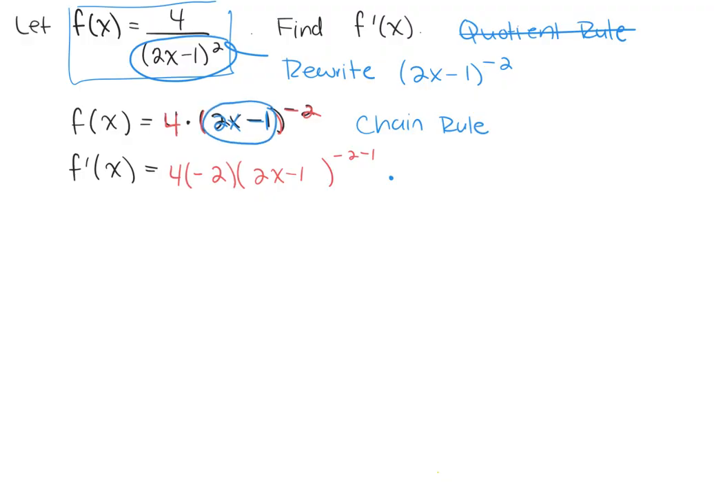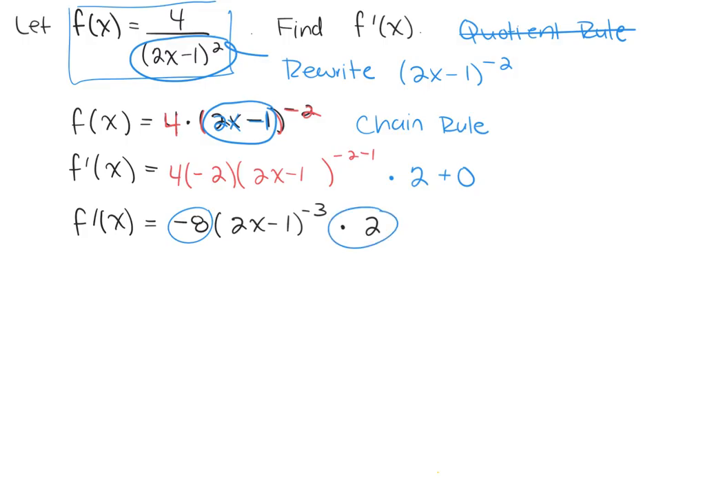So I need to take the derivative of 2x minus 1. The derivative of 2x is just 2, and the derivative of minus 1 is 0. So let's clean this up. f prime of x is equal to 4 times negative 2. We get negative 8 times 2x minus 1, and then negative 2 minus 1, we get negative 3. Okay, and then times 2. And I'm going to go ahead and multiply this negative 8 and positive 2. So here I get negative 16 times 2x minus 1 to the negative third power.